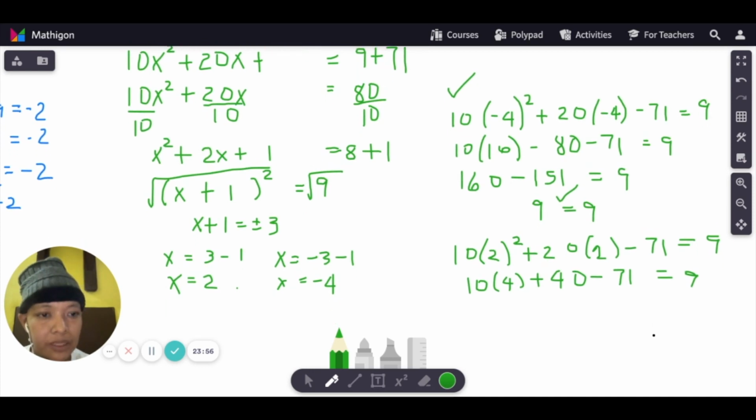Okay. So, ito na po yung last problem natin. We will not be solving the other two kasi masyado na pong mahaba yung ating tutorial video. So, this is 40 plus 40. One by one po natin ginagawa para po makita nyo saan nanggagaling. Equals 9. So, this will become 80 minus 71, which is equal to 9. Right?